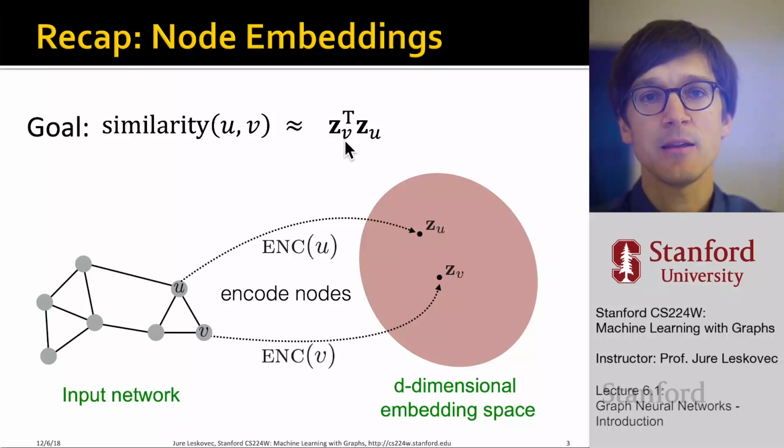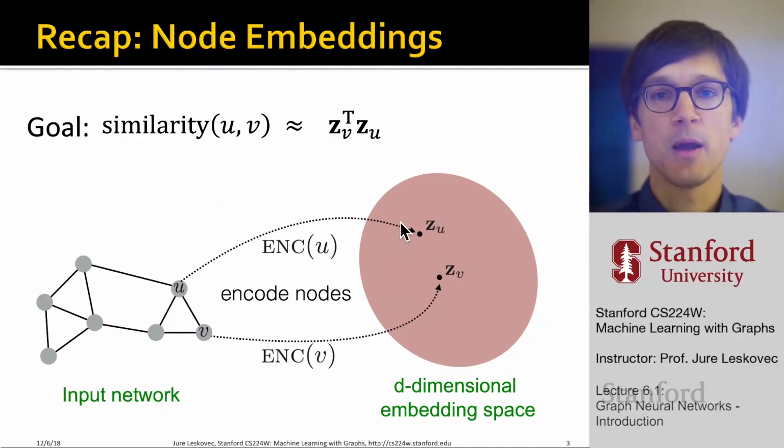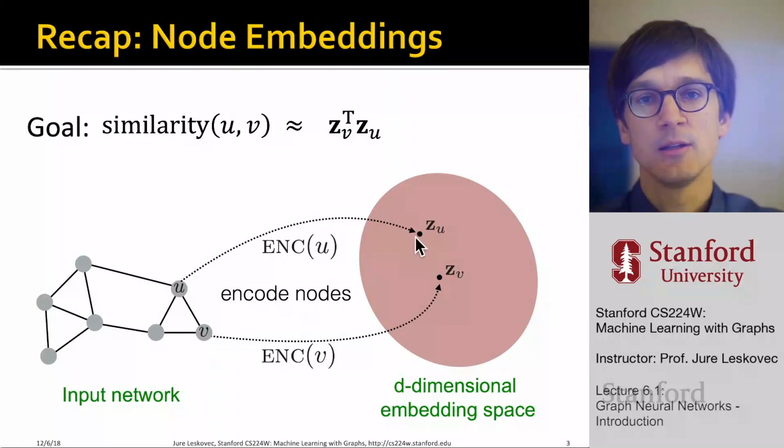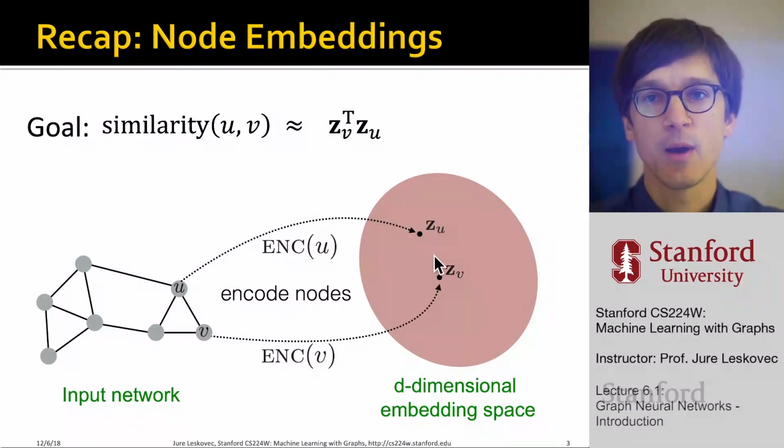And here by similarity, we could measure distance. There are many types of distances you can quantify. One type of distance that we were interested in was a cosine distance, a dot product. So we say that the dot product of the embeddings of the nodes has to match the notion of similarity of them in the network. Given an input network, I want to encode the nodes by computing their embeddings such that if nodes are similar in the network, they are similar in the embedding space as well, so their similarity is high.